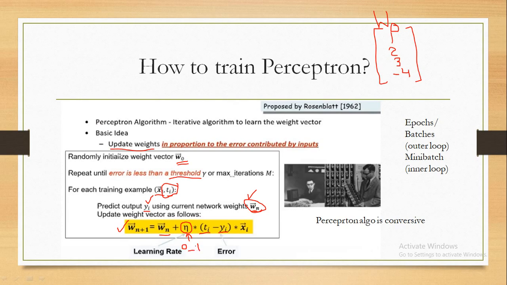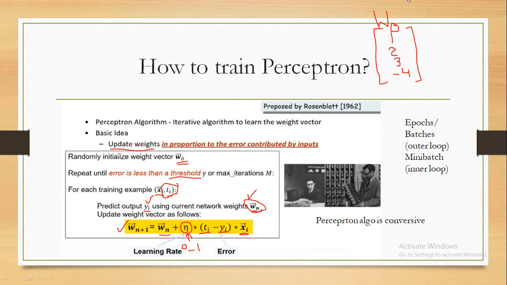In between 0 to 1. Generally it is considered as 0.1 or 0.2, approximately nearest to 0, 0.1, 0.2, something like that. Now what about this ti minus yi? That's nothing but an error. And what about xi? Xi is nothing but a feature value.